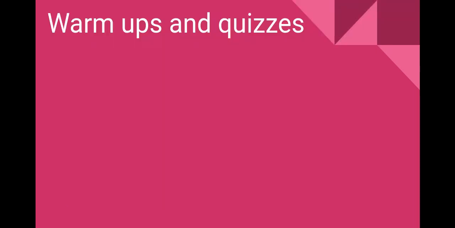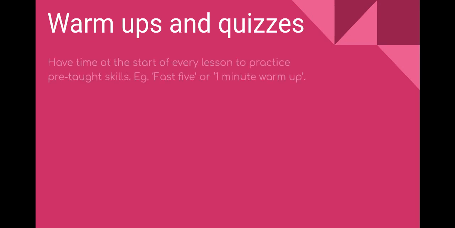Once you have taught these skills explicitly, students should be given enough opportunities to practice the learned skills by providing practice at the start of every lesson. This shouldn't take long and should just be 5 to 10 mixed questions based on previously taught skills. It could be called a fast 5 or a 1-minute warm-up depending on how many questions and the length of the questions. This ensures practice makes permanent and students don't forget those skills that you've worked so hard to teach in the first place.